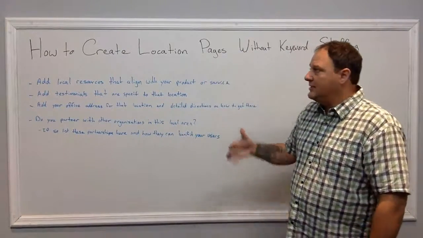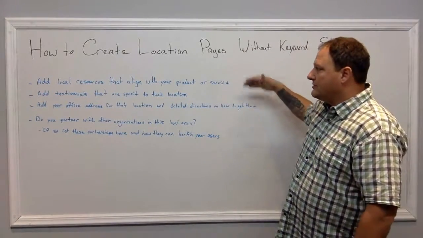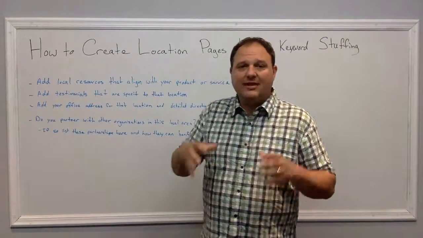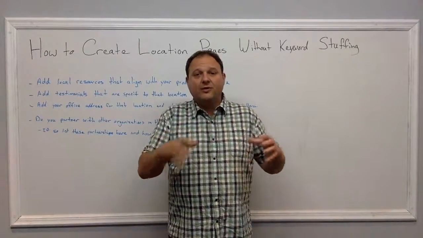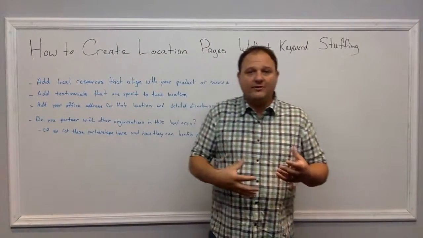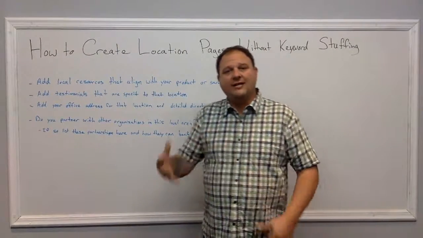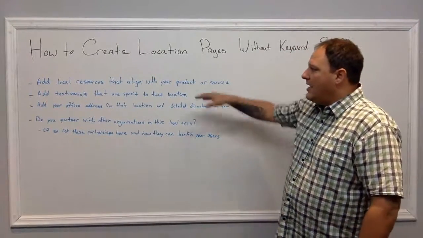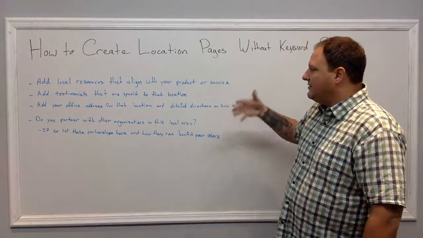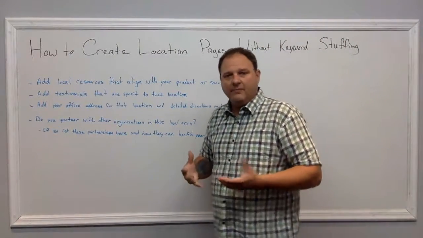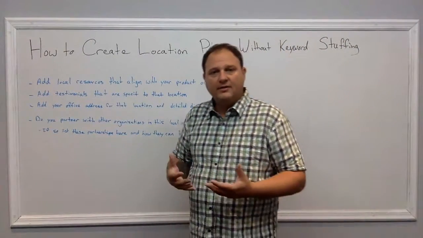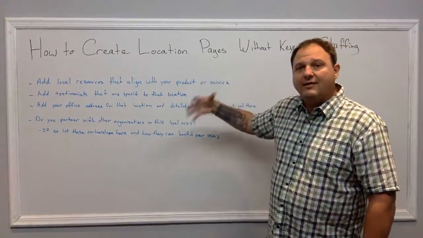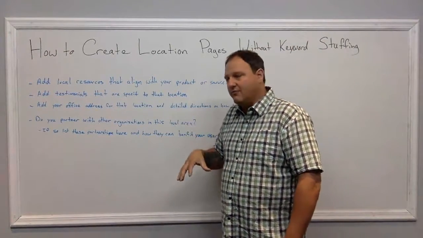One way is to add local resources that align with your product and service to this page. There have got to be local resources specific to this location, and each location is going to have different resources available in its area. This adds unique content and it's helpful to the end user. Add testimonials that are specific to that location. I wouldn't add too many, maybe 3 tops, but this helps build trust, and they can be specific to the city and state that the office location is in.